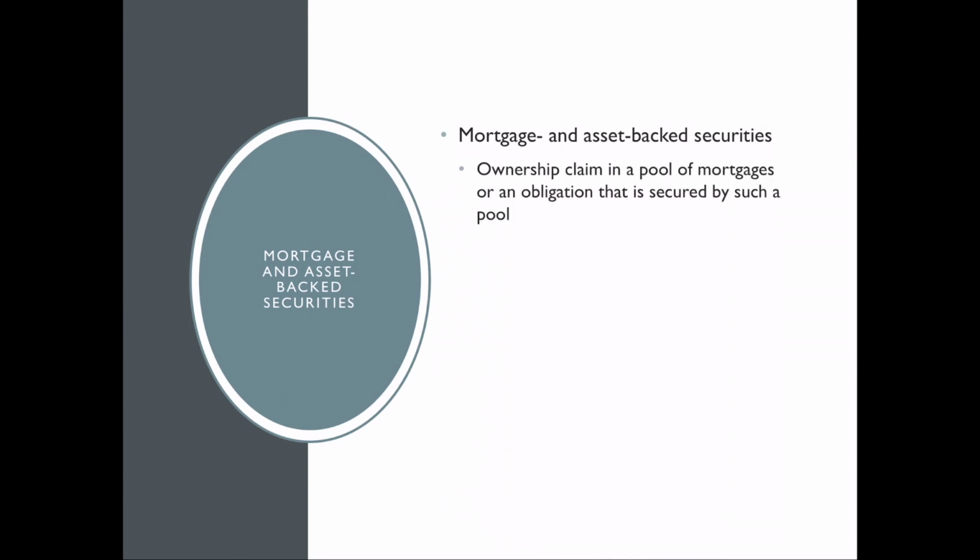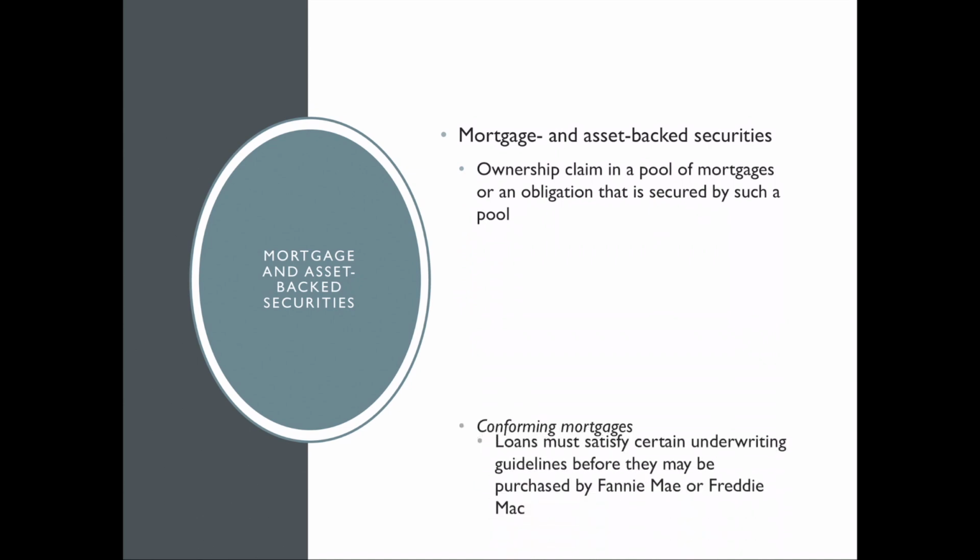Moving into another type of security, now we are going into mortgage and asset-backed securities. We kind of discussed some of these in Chapter 1. Mortgage and asset-backed securities are ownership claims in a pool of mortgages or an obligation that is secured by such a pool. So remember the securitization method in Chapter 1, where they are pooling and then trading these securities that are backed by the underlying assets, and trading these securities just like any other security.